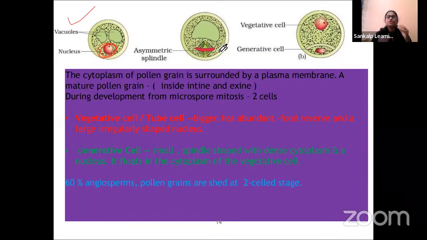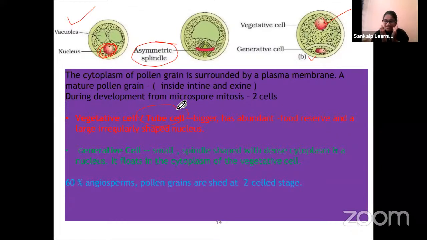Okay, so when it pushes the nucleus towards the other side, an asymmetric spindle formation happens. Recall that we learned spindle formation in cell division. What does this spindle formation do? It divides the nucleus unequally. So due to this unequal division of nucleus as well as cytoplasm, in the pollen grain we will get two cells. One is a vegetative cell which is larger, the other is a generative cell which is smaller. We also call the vegetative cell the tube cell.